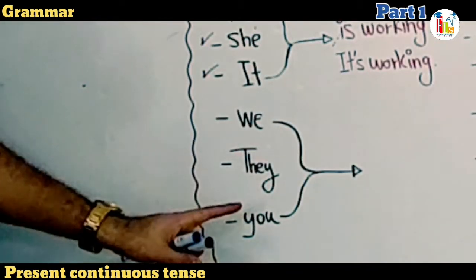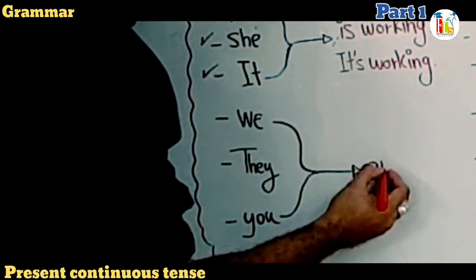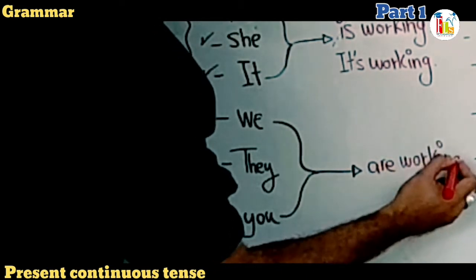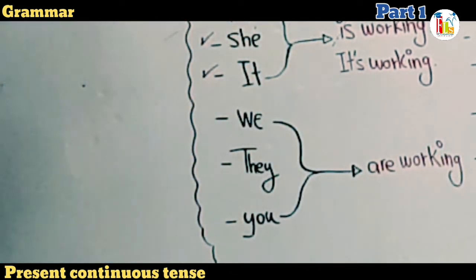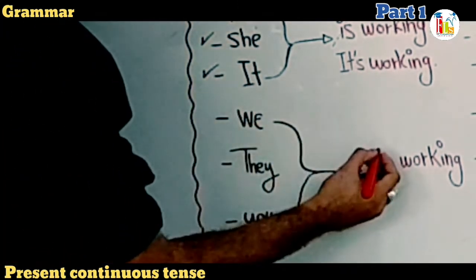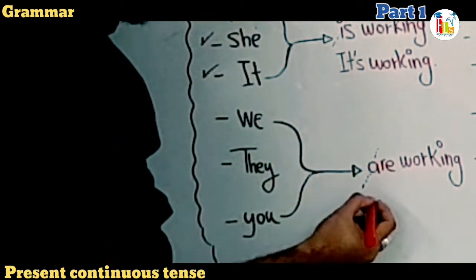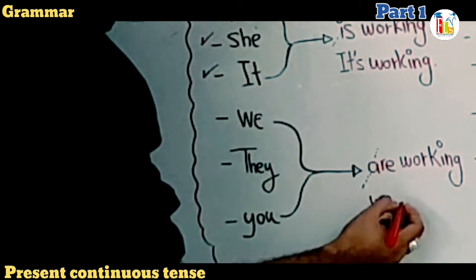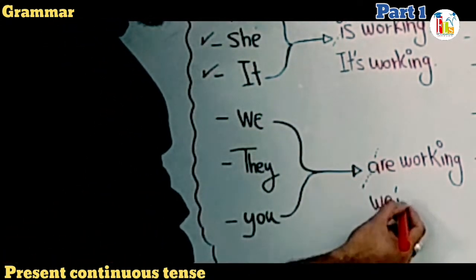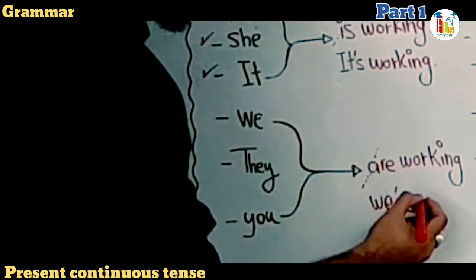For the last three pronouns, we, they, and you, it's going to be are working. Great. So is there any contracted form? Yes, there is. We can remove the A, and it's going to be we're working.